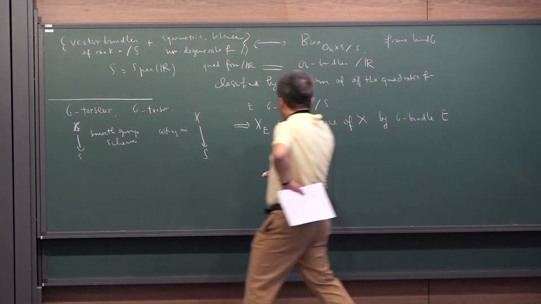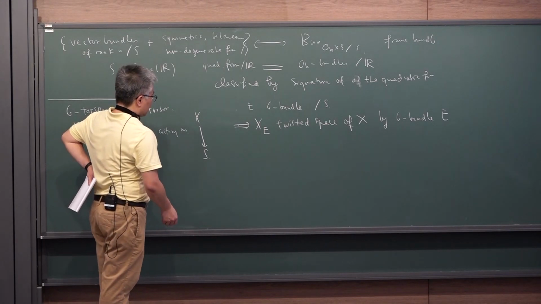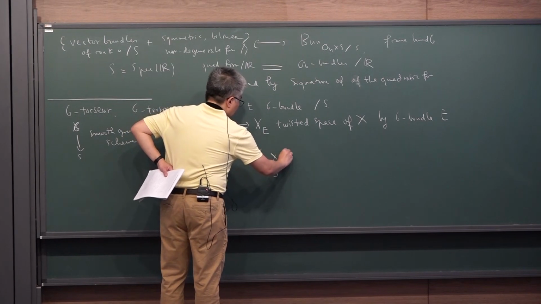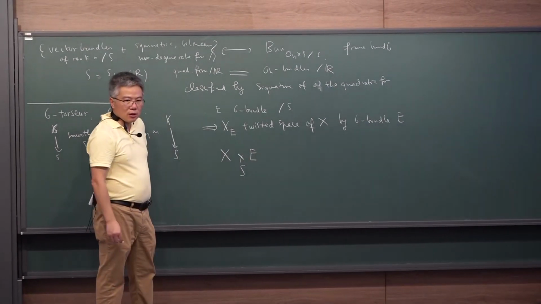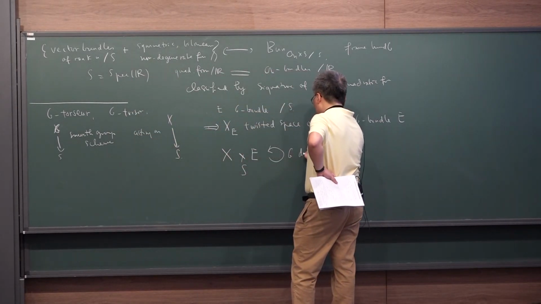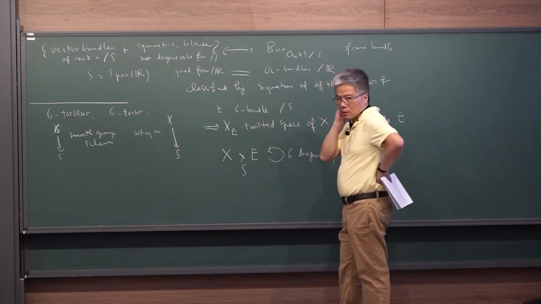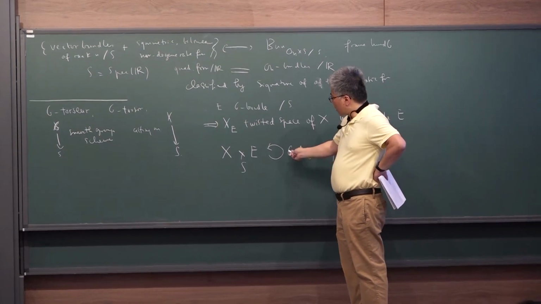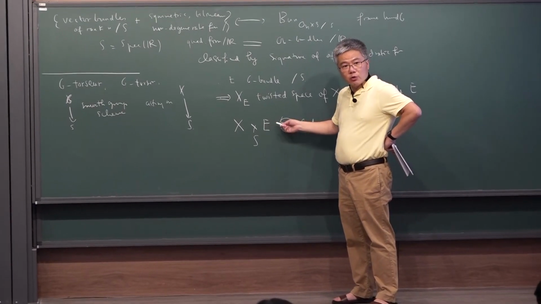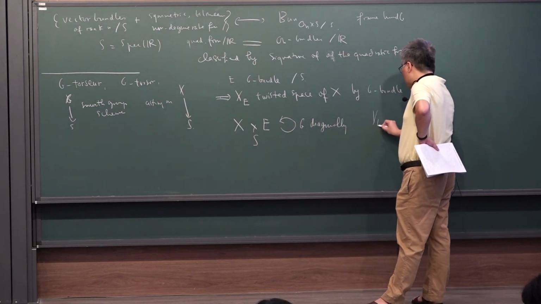And this is defined as follows. This is the operation used all the time in topology. It just looks at X times_S E, the fiber product. And on this, we have an action of G, where G acts by the diagonal. So G acts on X by the given action and on E by the bundle action. And now we consider the diagonal action and define X_E as the quotient.